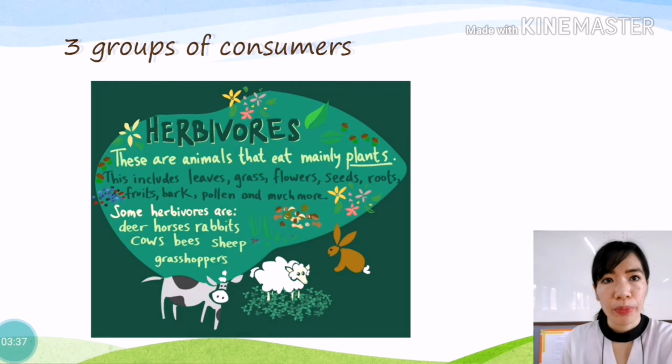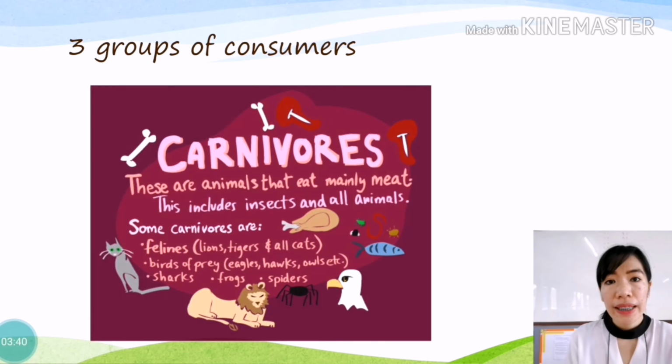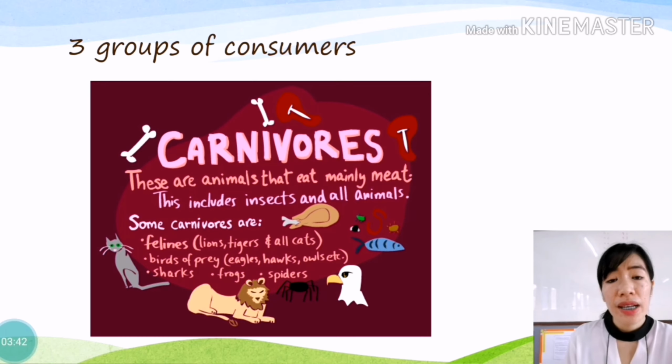Next group, we have carnivores. These are the animals that eat mainly meat. This includes insects and other animals. Some carnivores are felines, so we have lions, tigers, and all cats. Birds of prey, so we have the eagles, hawks, owls, and the others. We have sharks, frogs, and spiders.